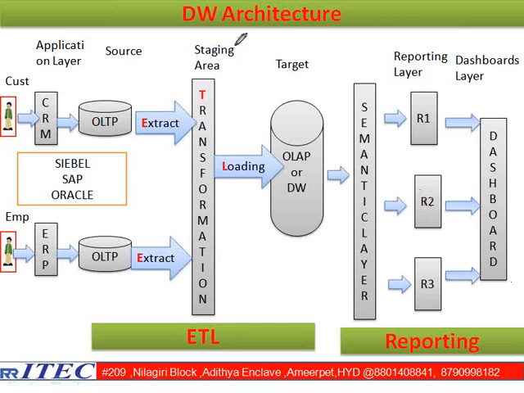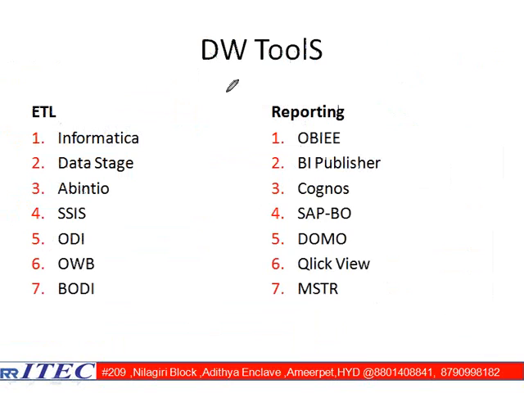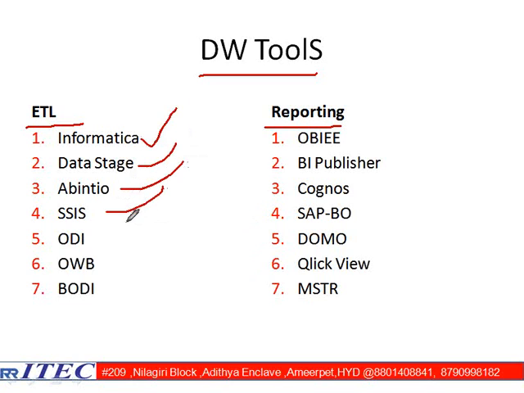Your data warehouse team always consists of two types of teams. One team is called the ETL team. The second team is called the reporting team. That is the reason the tools also divide into two types: ETL tools and reporting tools. On the ETL side, Informatica is one of the ETL tools. DataStage, Ab Initio, SSIS, ODI. Actually, ODI is called not ETL but ELT. Even though I have written it under ETL. Now OWB and BODI, like this, a number of ETL tools are available.